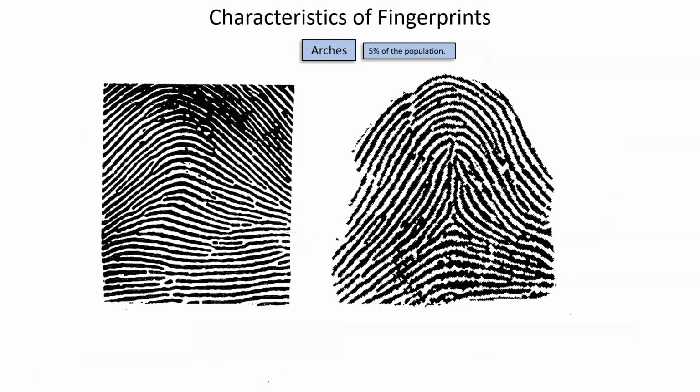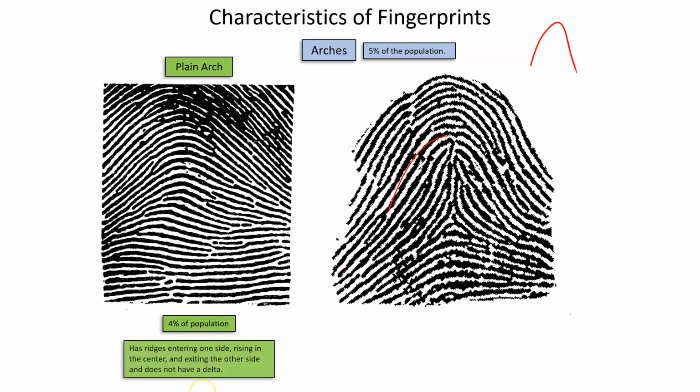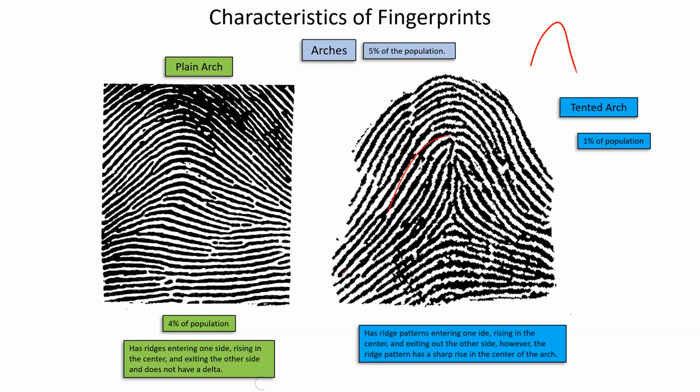Looking at arches, roughly 5% of the population will experience the arch. Remember, the arch is just the up and down. It enters the left, exits the right, goes up in the middle. There's a plain arch, which 4% of the population will experience, and then there is a tented arch, which is roughly 1% of the population. The plain arch has ridges entering one side, rising in the middle, and exiting the other side.